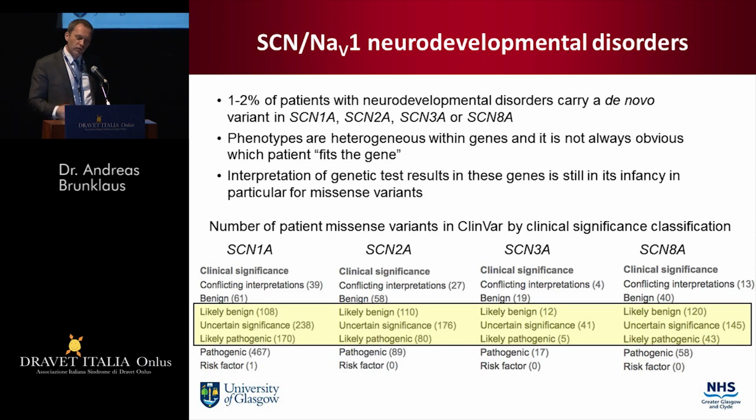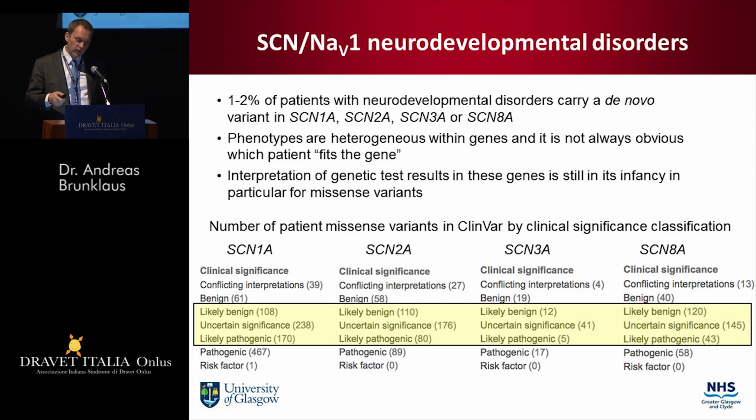And just moving on to the SCN1A sodium channel neurodevelopmental disorders. We think that 1 to 2% of patients with neurodevelopmental disorders carry a de novo variant in either SCN1A, 2A, 3A, or 8A. And that is a significant proportion. And we know that the phenotypes are heterogeneous within genes, and it's not always obvious which patient fits the gene, and there's lots of overlap as well.